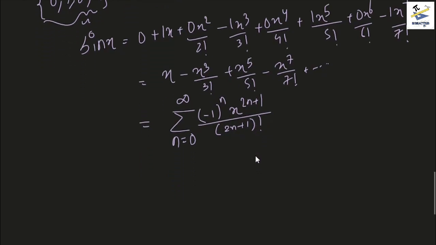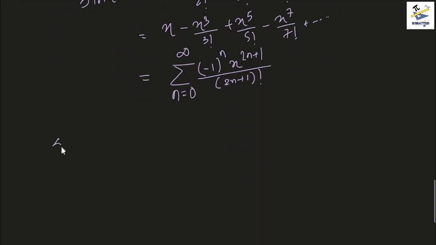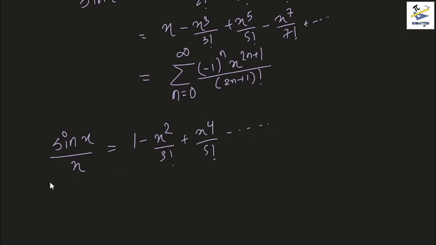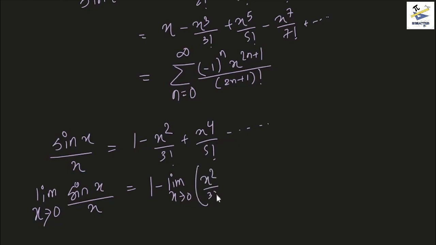Now from the series itself it is quite clear that sin x upon x would be equal to 1 minus x squared by 3 factorial plus x to the power 4 by 5 factorial, and so on, right? So if you apply the limit to both sides of this equation, sin x by x, it would be 1 minus the limit as x tends to 0 of x squared by 3 factorial minus x to the power 4 by 5 factorial, and so on. It would be 1 minus 0, or it would be 1, right?